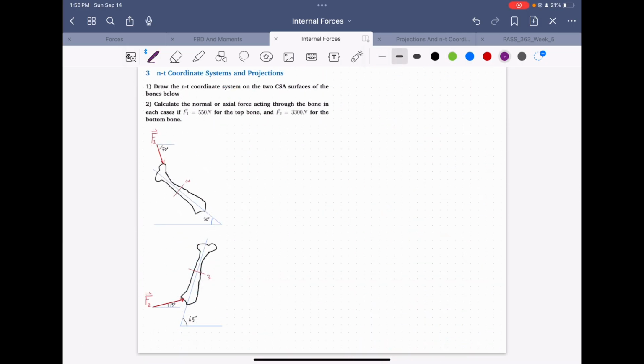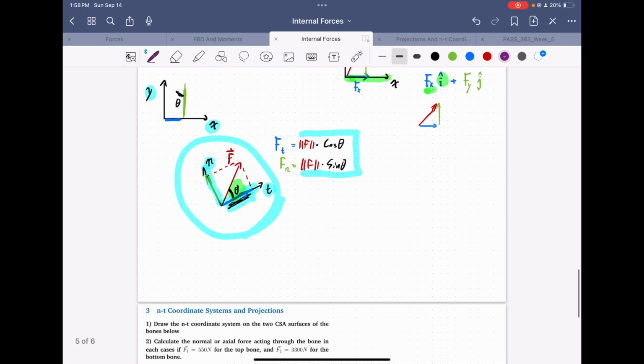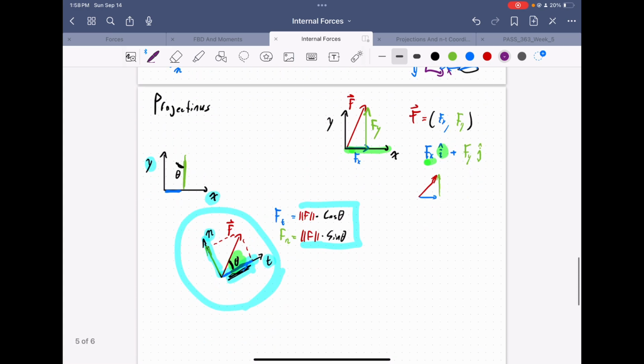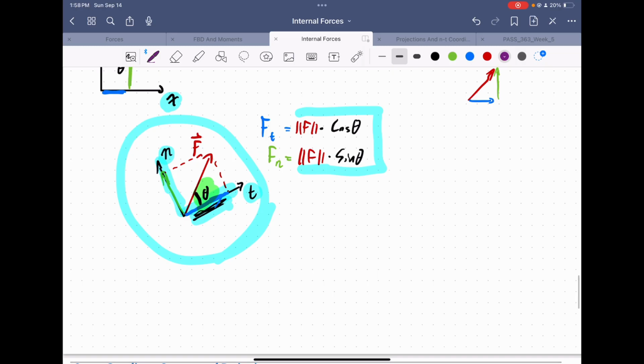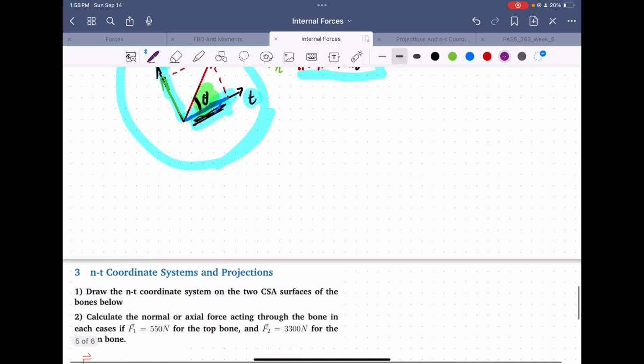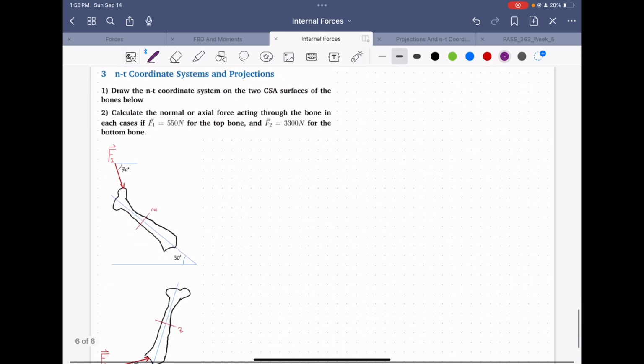Sorry about that, got interrupted there, but yeah, so this last part, like I said, we understand projections. We do it in the x and y, and we can do it in a new coordinate system in nt as well. So it's the same rules. The main part is finding that angle, which some people find hard.